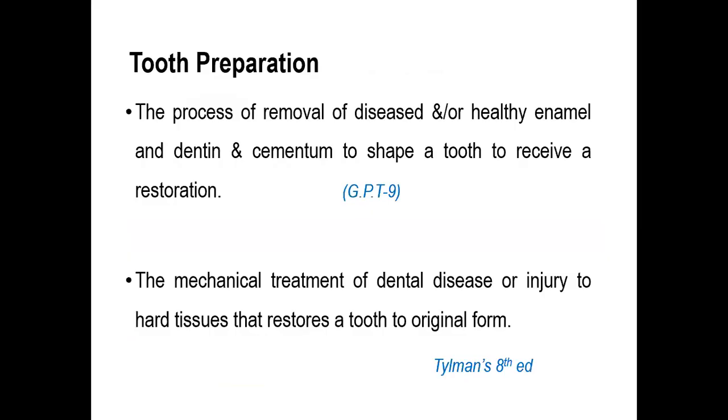Before that, what is a tooth preparation? According to GPT-9, it is the process of removal of diseased or healthy enamel, dentine and cementum to shape a tooth to receive a restoration. And Tillman has defined it as the mechanical treatment of dental disease or injury to hard tissues that restores a tooth to original form. These are the definitions of tooth preparation.